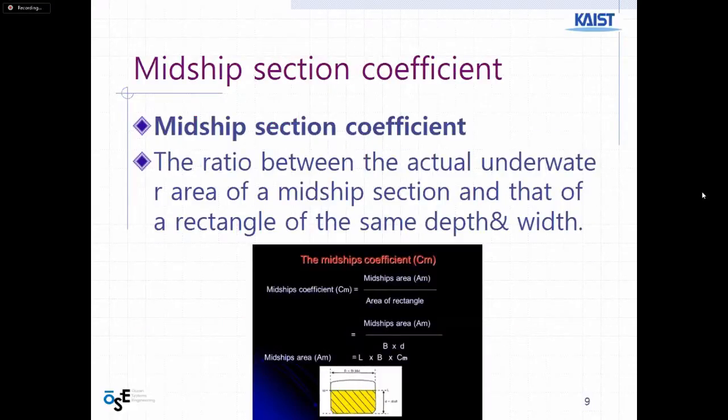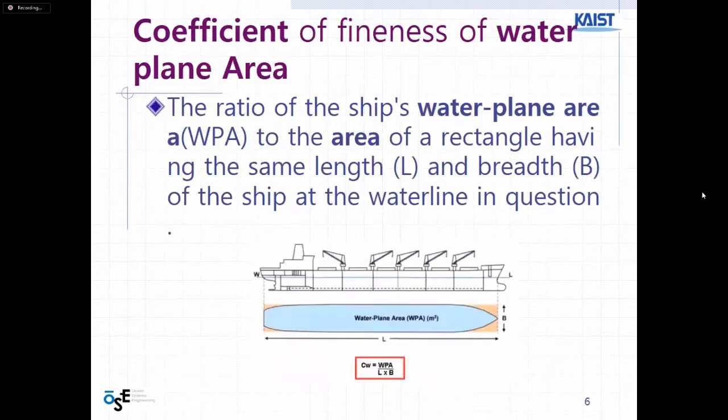Just to wrap it up, because we might need it for the future slides. So for the midship, it's the area that is submerged. For the block, it's the volume, and for the water plane area, it's the area of the ship.